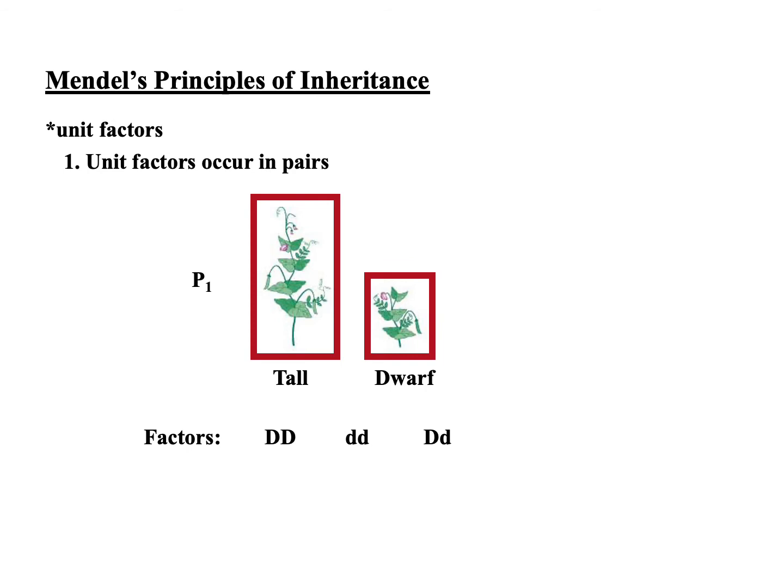Now in this figure, I have those factors noted with the letter D, with uppercase D indicating the instructions to make tall plants, and the lowercase d indicating the instructions to make dwarf plants. We'll get to that nomenclature in just a little bit, but for now, let's just assume that that's how these are designated. So again, the last combination, where you have 1 unit factor for tallness and 1 unit factor for dwarfness, is an interesting combination, and we'll get to that in the next slide.